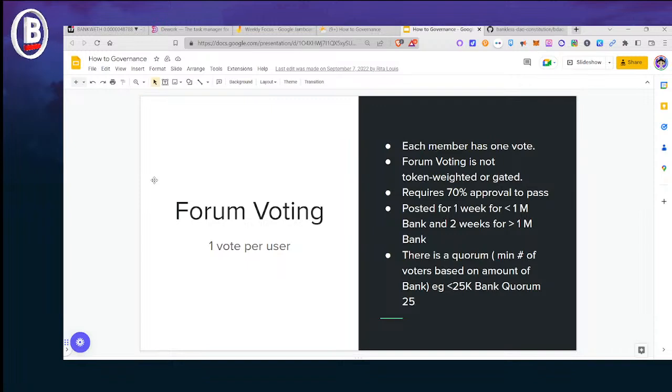Each member in the forums has one vote. Forum voting is not token weighted or gated. Forum proposals require 70% approval to pass for funding proposals. Oftentimes there are requirements for proposals depending on how much BANK is being requested for funding. If it's less than 1 million BANK, it should be posted in the forums for 1 week. If it's greater than 1 million BANK, it should be posted in the forum for 2 weeks. And there are quorum requirements for grant funding and for the improvement proposals. Generally, quorum is defined as the minimum number of voters based on amount of BANK.